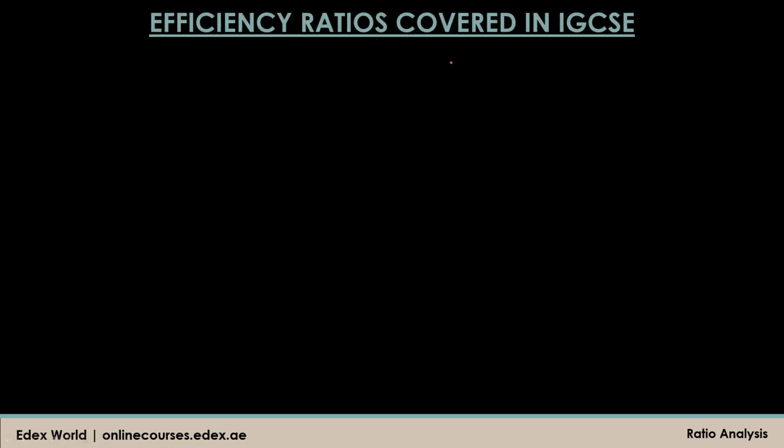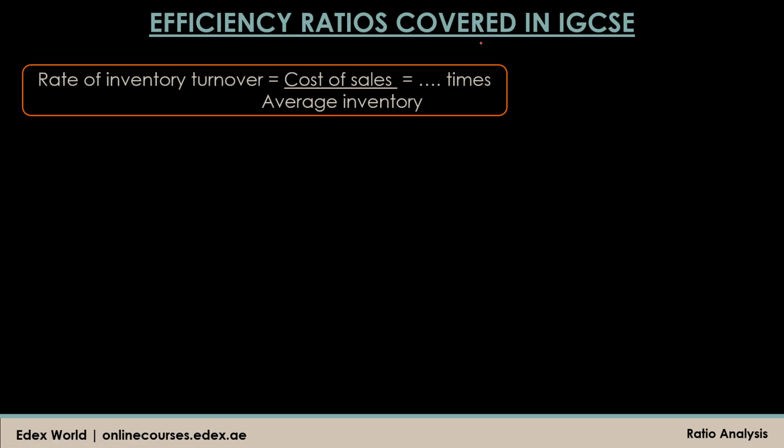Now let's see the efficiency ratios. First, the ones that were covered in IGCSE. Rate of inventory turnover. Cost of sales upon average inventory, it is expressed in times. So what this ratio tells you is that on an average, how many times the business is turning its inventory. Turning means selling. So if it is buying inventory and selling inventory, how many times is it doing that during the entire year or month, whatever? Then it depends for what duration you're calculating.